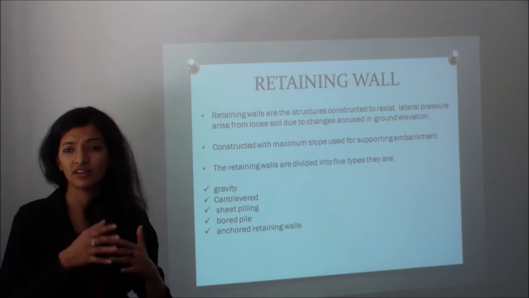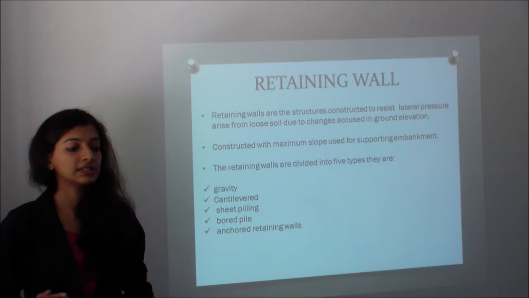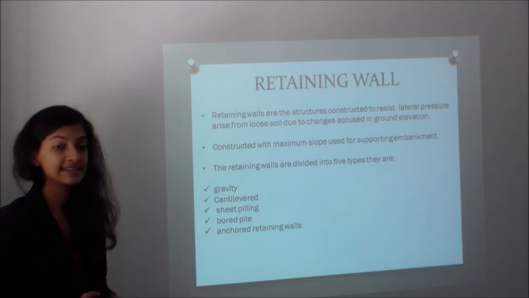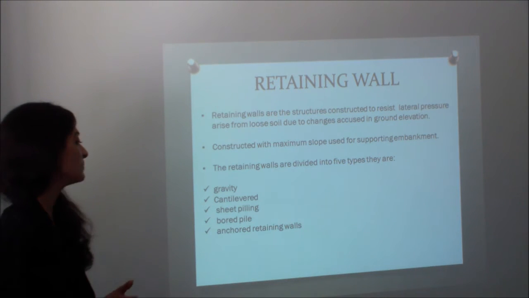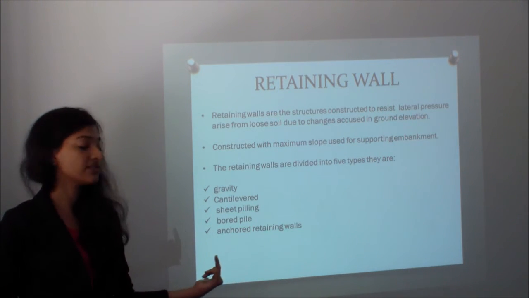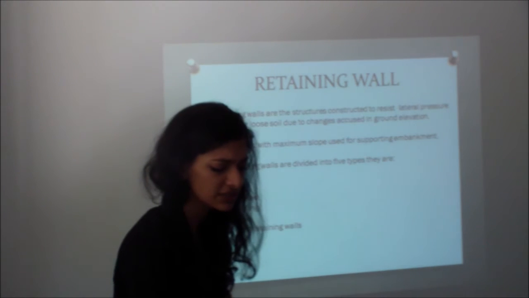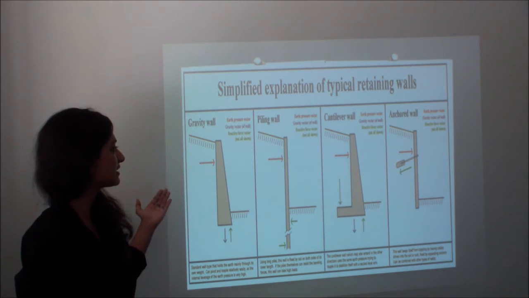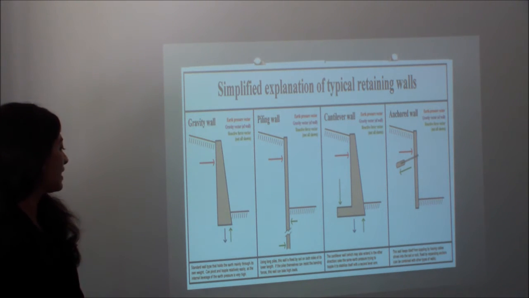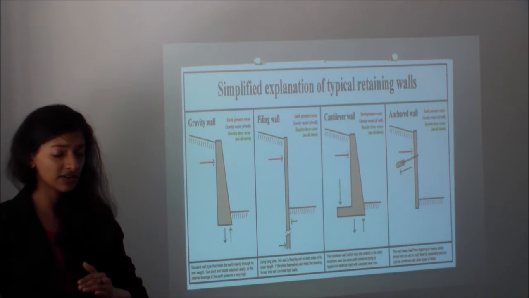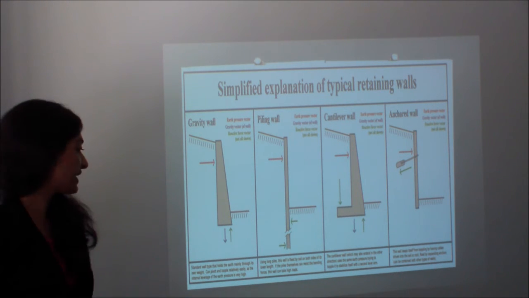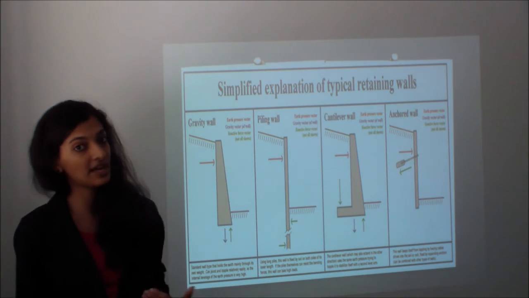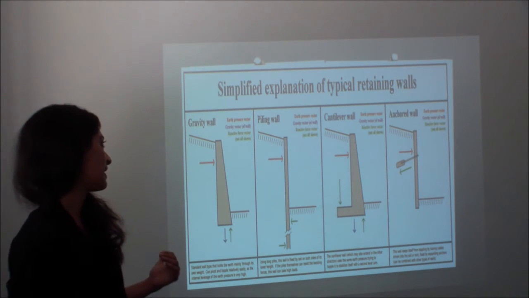It is constructed with a maximum slope, and there are five types: gravity retaining wall, cantilever retaining wall, sheet piling retaining wall, bored pile retaining wall, and anchor retaining wall. Here is a quick survey of the types of retaining wall, with pictures showing them. The gravity retaining wall mainly withstands by its own weight, and the earth pressure is very high in the gravity wall.